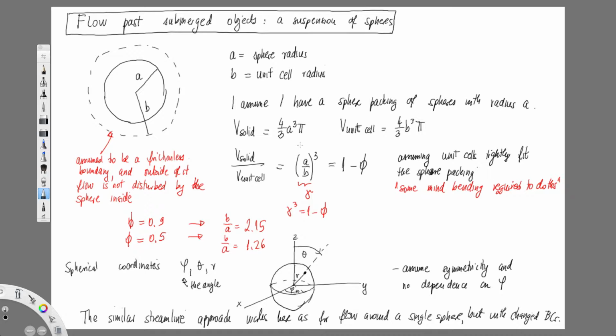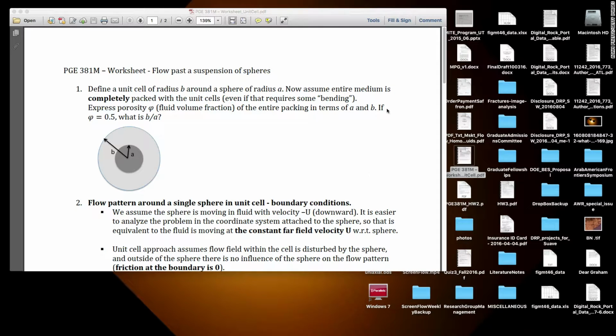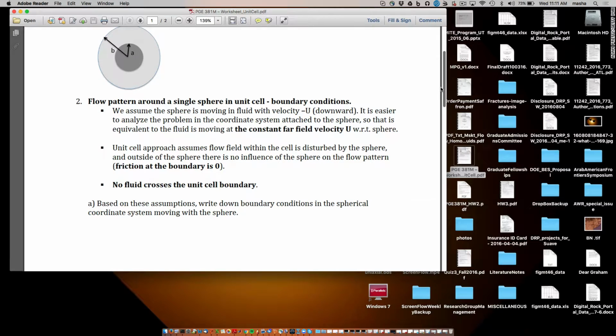I will leave you first to walk through it yourselves. We have 3 assumptions, or rather, I'll talk you through it and then you will have to write it down as formulas. We assume that the equivalent of a sphere falling down in liquid is fluid moving at the velocity u upwards. Upwards or downwards, as long as we assume one thing consistently, it's the same.